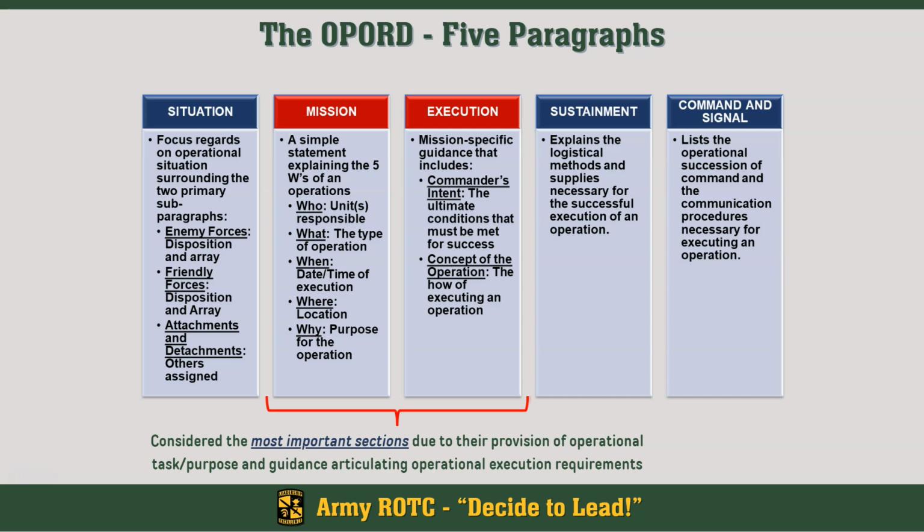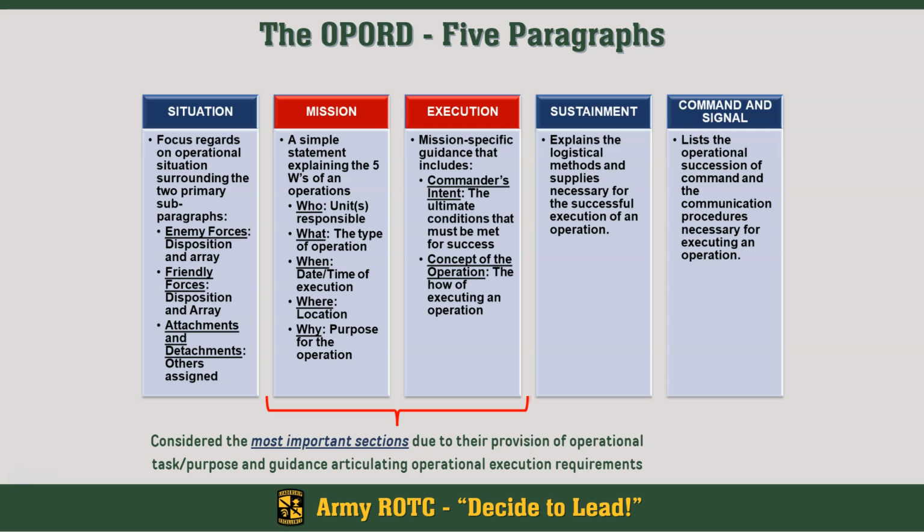Now the sustainment, the 4th paragraph, is going to explain the logistical methods and any supplies that are necessary for you to actually execute this operation. And then your command and signal, or the last paragraph, is going to list the operational succession of command. So if the main commander goes down, who's in charge after that, who's in charge after that, etc. And also any of the communication procedures that are necessary.